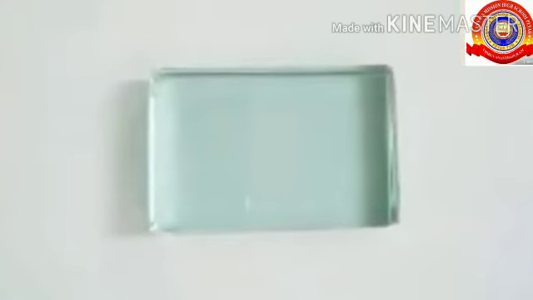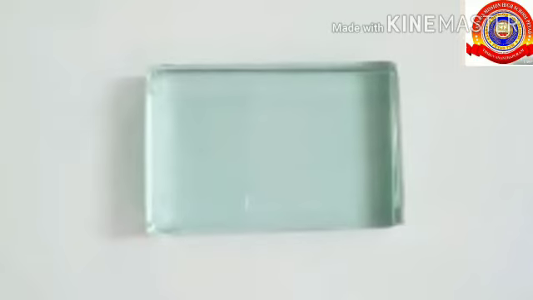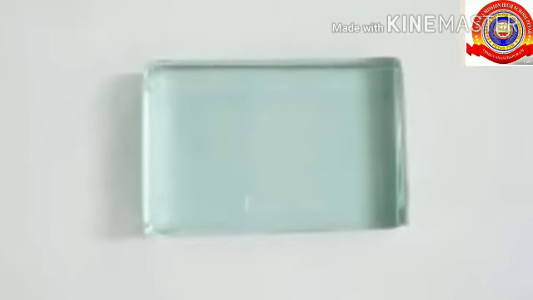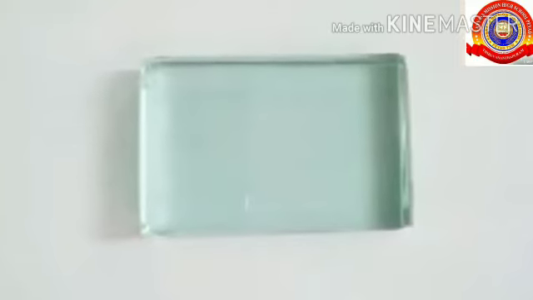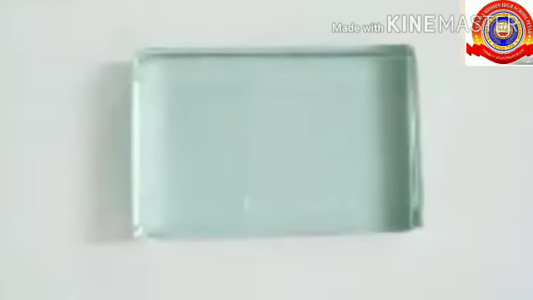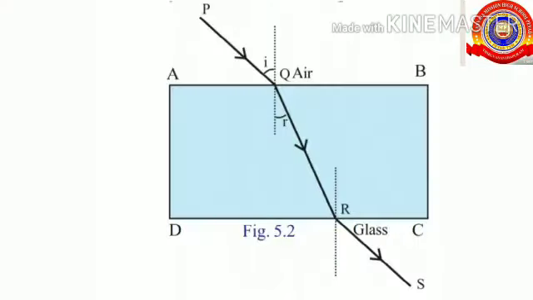Here a glass slab is placed on a drawing sheet, and mark its boundary as ABCD. After marking the boundary on the drawing sheet, remove the glass slab and draw a line PQ on the side AB that you can see in this figure. Keeping the glass slab in position, pass light from a laser torch through it along PQ. Observe the path of light through the glass slab.